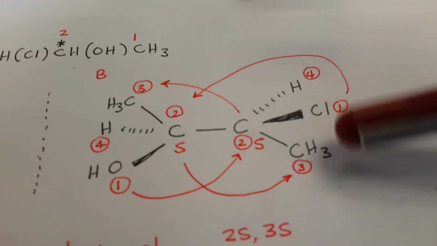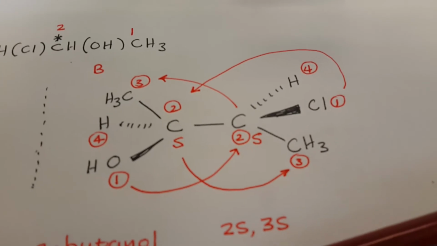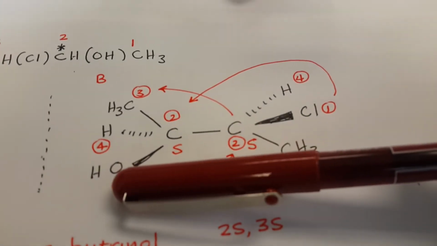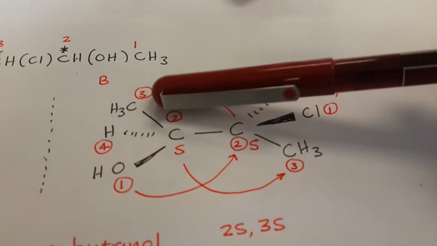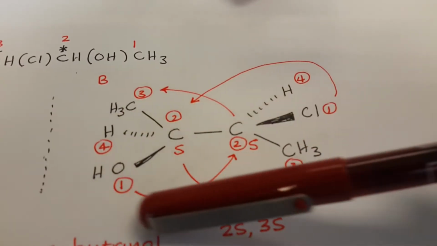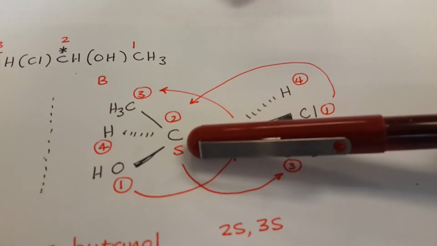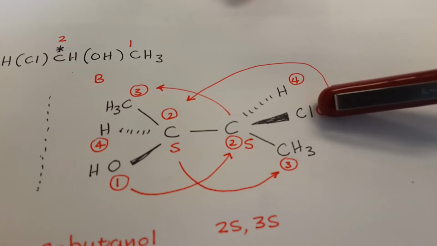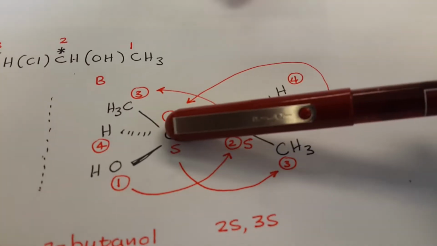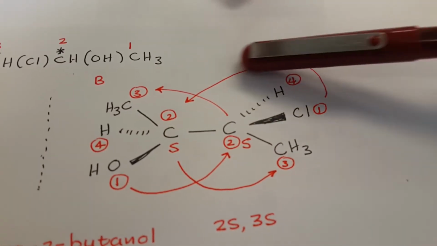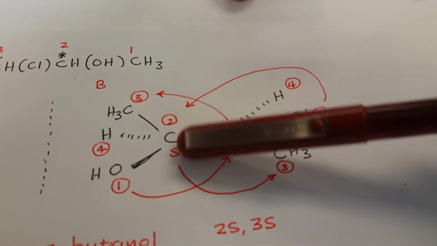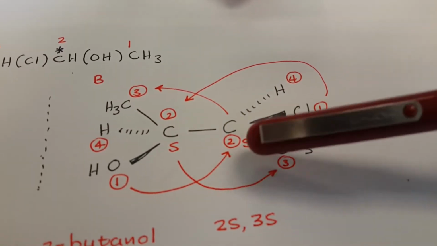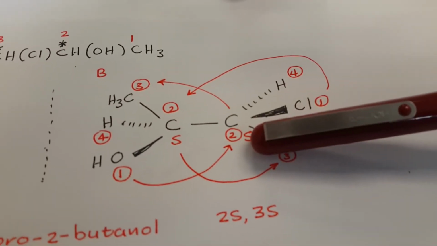If I look at this particular molecule, you'll see now that if I label this priority group number 1, 2, and 3, I go in an anti-clockwise direction. So this carbon is S, and likewise here, chlorine is 1, this carbon group is 2, the methyl is 3, and I go in an anti-clockwise direction, which means that this carbon is S.